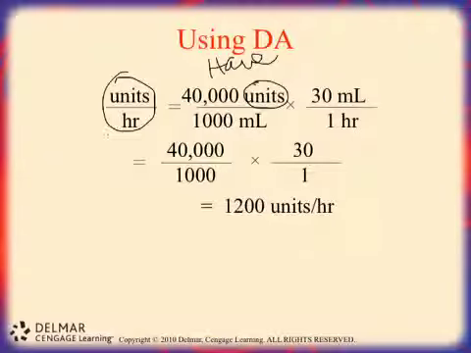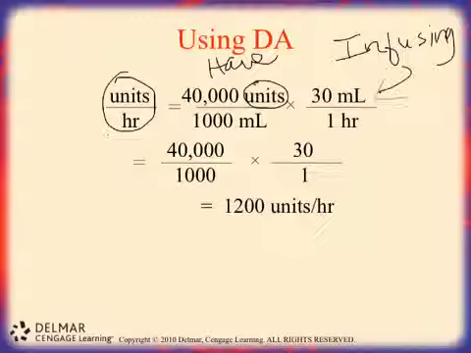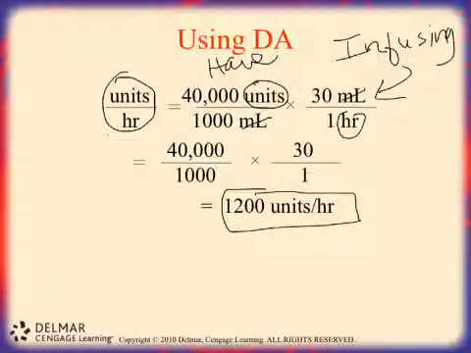Then we know that it is infusing at 30 milliliters per hour. Again, what can we do? Cancel out our milliliters. We're left with units per hour. We do the math across, and it will give us our answer of 1,200 units per hour.